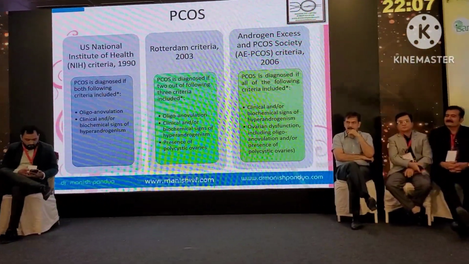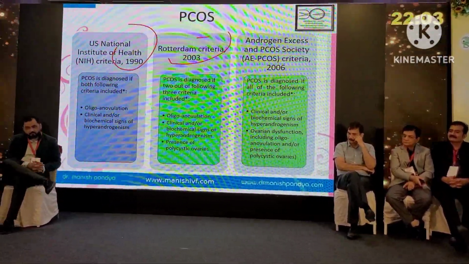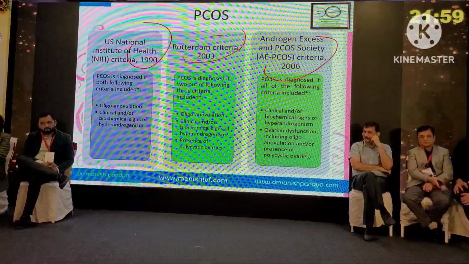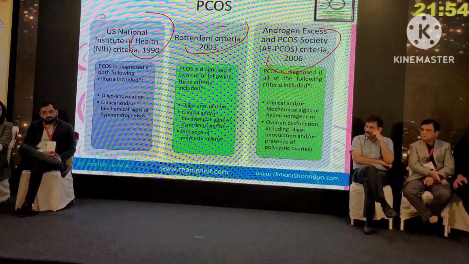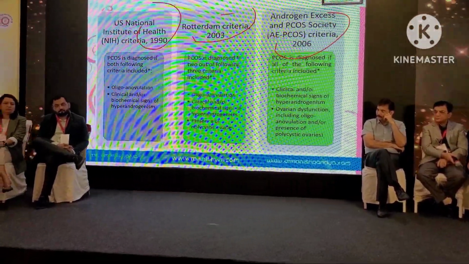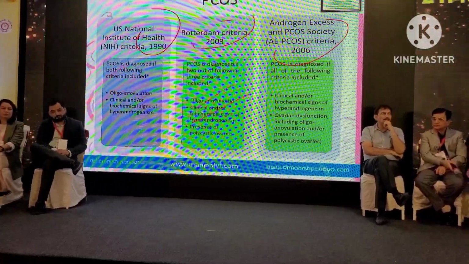Sir, starting from you, how do you guide? Which criteria would you like to follow? 1990, 2003, 2006, and the latest, 2023 also. I am following the 2003 criteria, so according to that I went with the Rotterdam criteria. Rotterdam criteria goes for 3 things: oligo-ovulation, clinical hyperandrogenism, and presence of polycystic ovary.